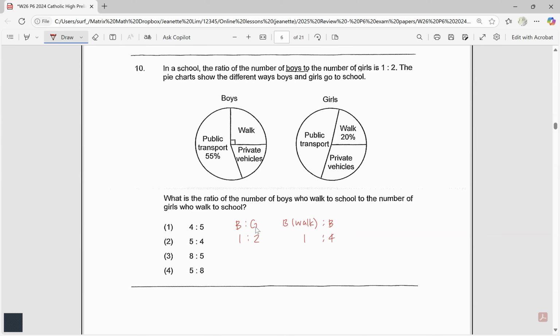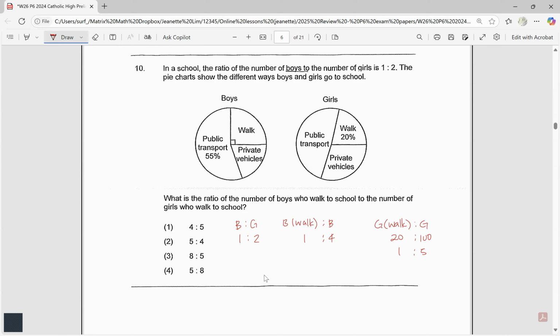Then the girls that walk to school to the total number of girls would be 20%, so 20 to 100, which is 1:5. Now you can't say that the ratio is 1:1 because we have to find out the common base first.